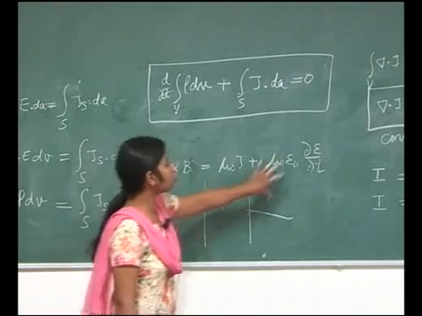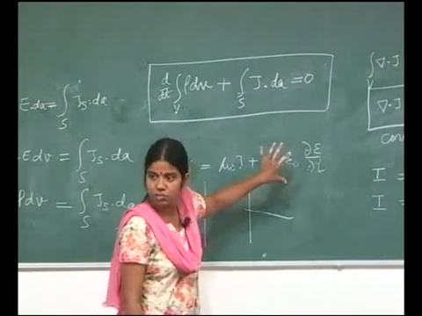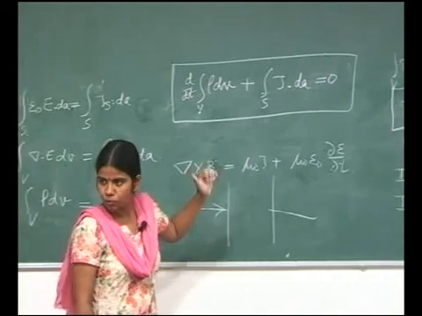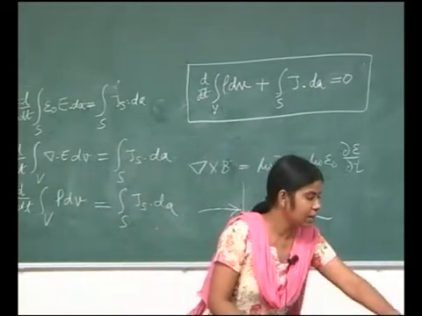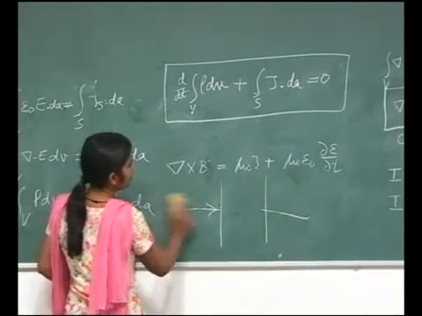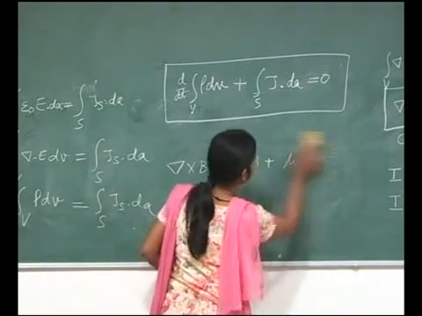So, Maxwell was compelled to add another term of displacement current. Okay. This was the reason, one of the reasons why Maxwell had to add this displacement current to the fourth Maxwell's equation.